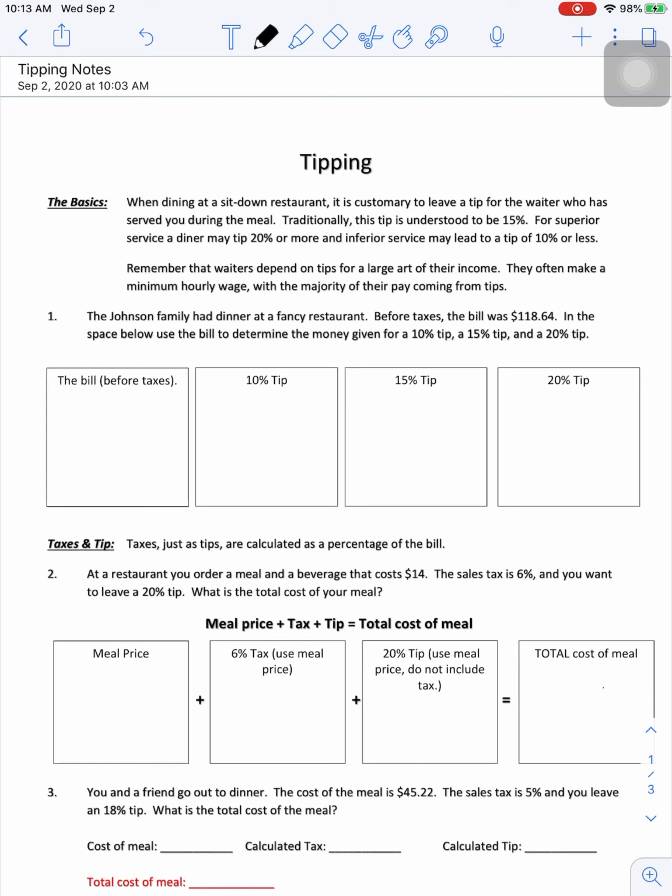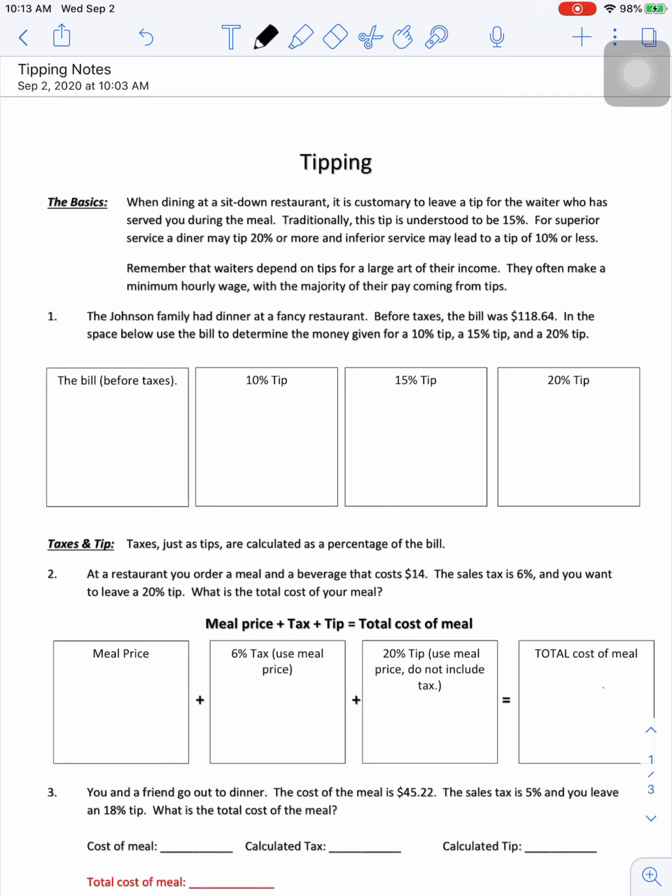Today we are going to talk about tipping. This video won't end up being that long, and it ties in nicely to the percentages when we were calculating interest on credit cards for the past 2 weeks or so. So here we go. I'm not going to read the top of it. We're just going to jump in and do number 1 and 2 together, and then you'll be able to finish off the rest of the sheet.